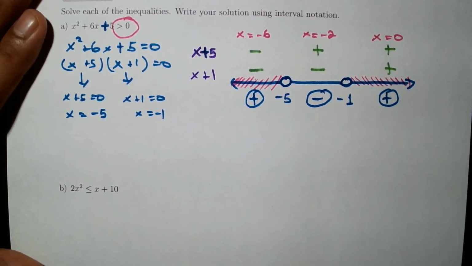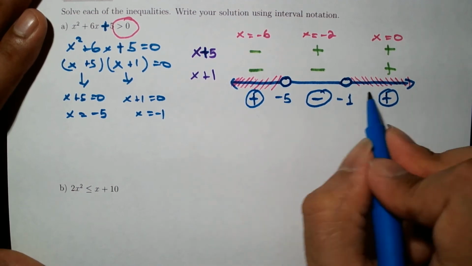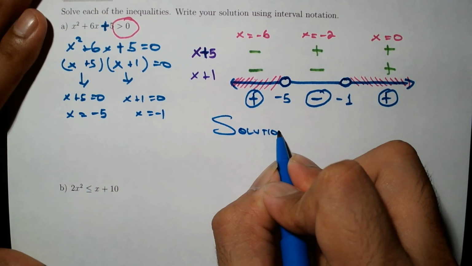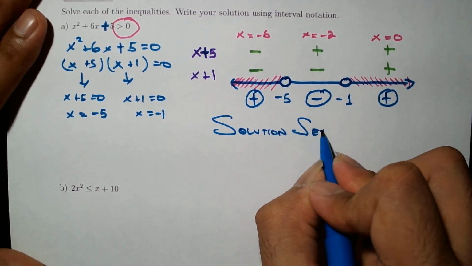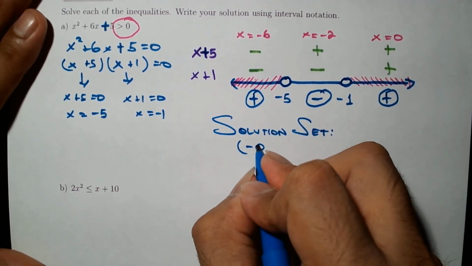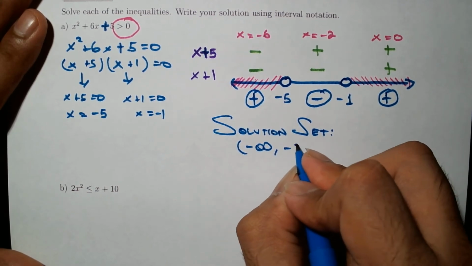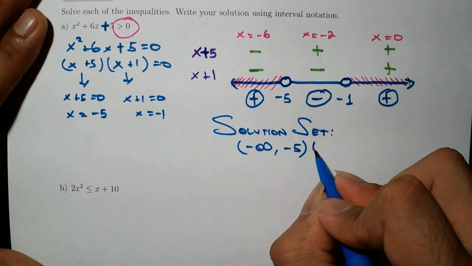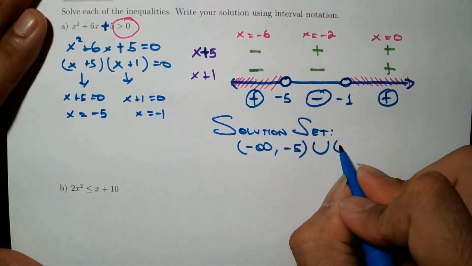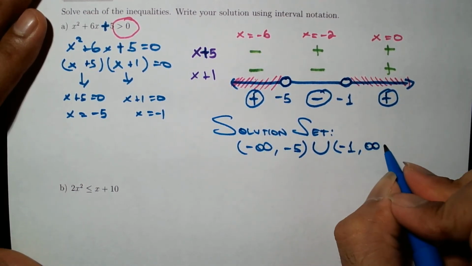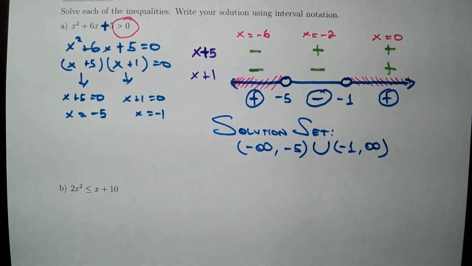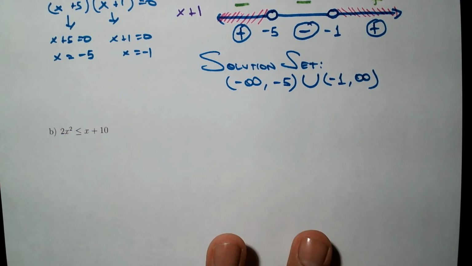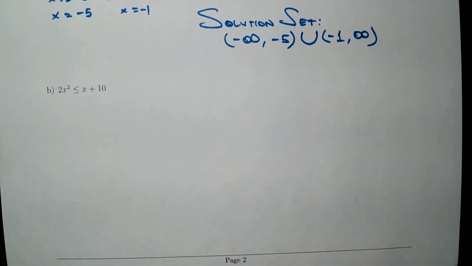Now we need to write this using interval notation. So solution set, this will be -infinity to -5, and union -1 to +infinity. Now, let's look at another example.